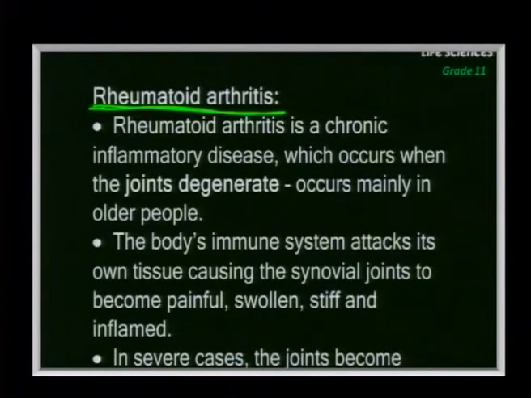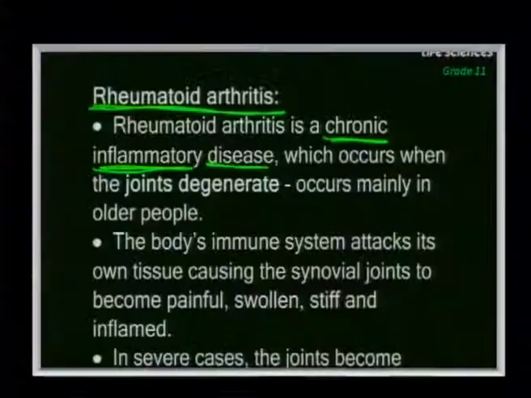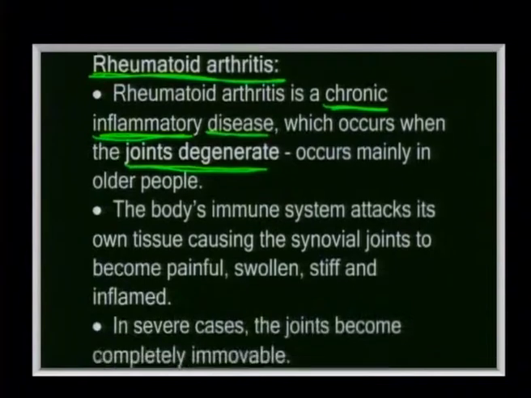Why does it work? But you look at rheumatoid arthritis, it's chronic, which means it's really bad. Inflammation or inflammatory disease. Inflammation means swelling. So chronic, really bad swelling. That's what chronic inflammatory disease is. Really bad swelling, which occurs when the joints degenerate. Okay? And this occurs mainly with older people.